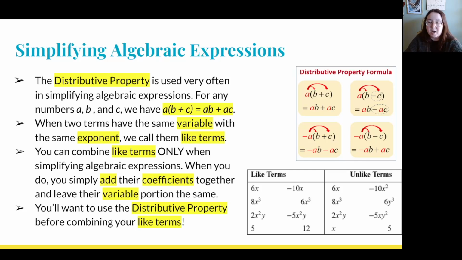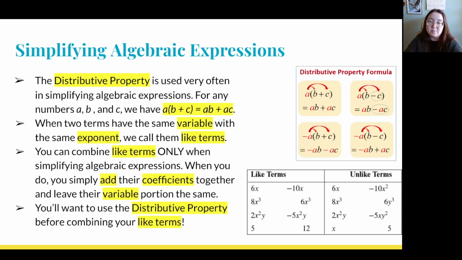So if we look at the box over here to our right, we have like terms and then we have unlike terms. So we can get a bit of a hang of what the different kinds look like. For the like terms, we have things like 6x and negative 10x. Now the coefficient, the number in front of x, does not match, but that's okay because the only thing that has to match is the variable and the exponent. So our variable in this case is x. There is no exponent, which technically means it's an exponent of 1. So they are like terms.